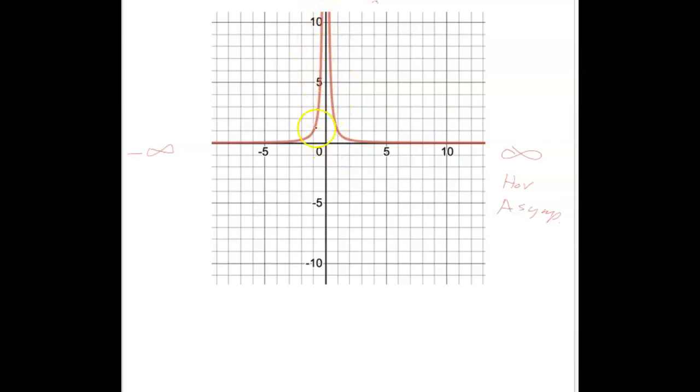So this vertical line, y equals 0, is a vertical asymptote. So that's the idea of what a horizontal and vertical asymptote is. So let's move on to the next.